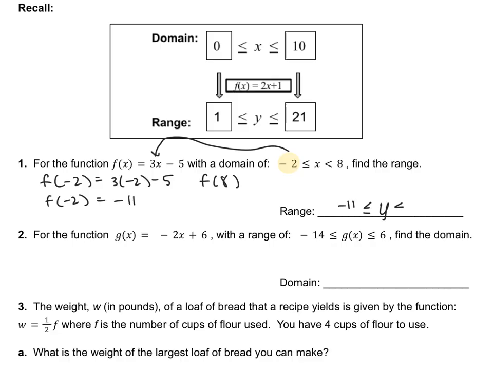Now I'm going to do the same thing, but I'm going to find the value of the function when the input is 8. That means the function when the input is 8 would be 24 minus 5, which would be 19. Now since x can't actually equal 8, that means y can go up to 19 but never actually equal it. So that would be my range.